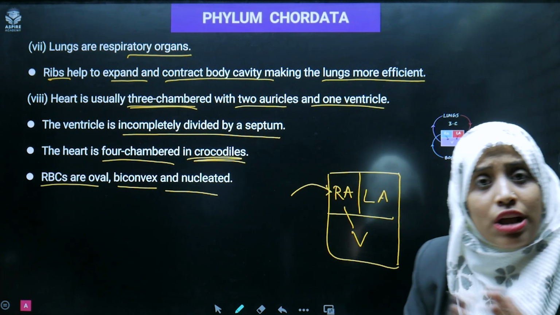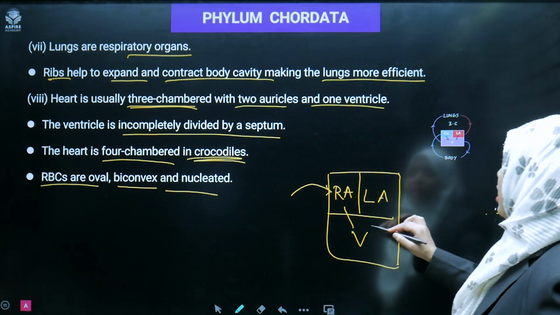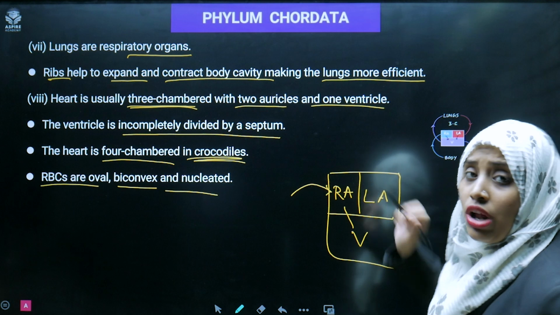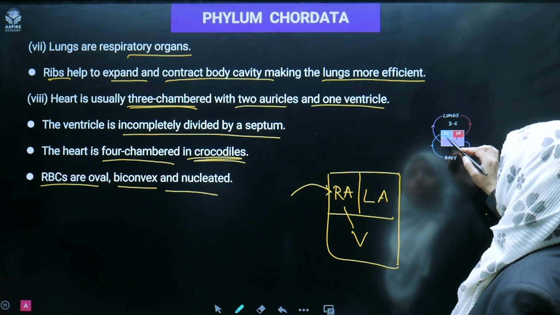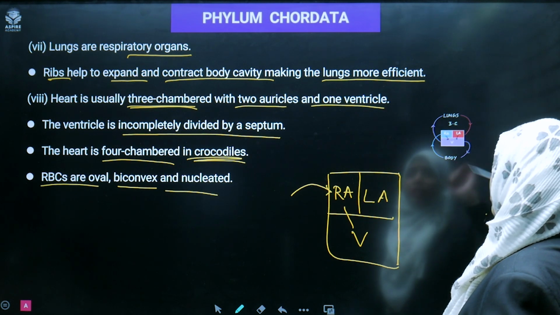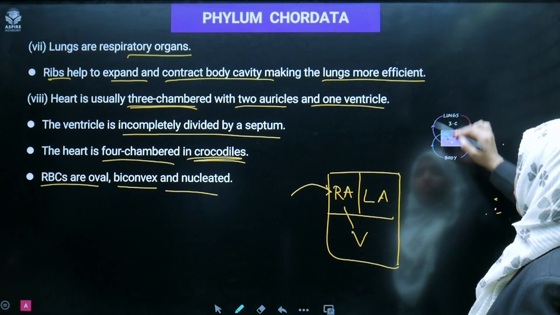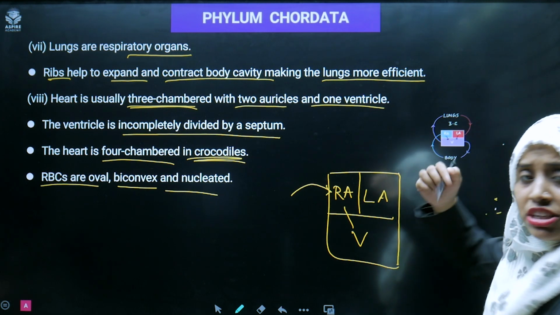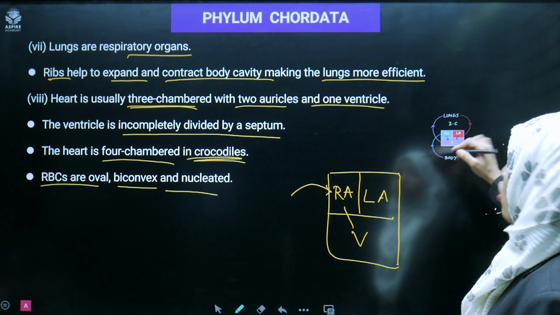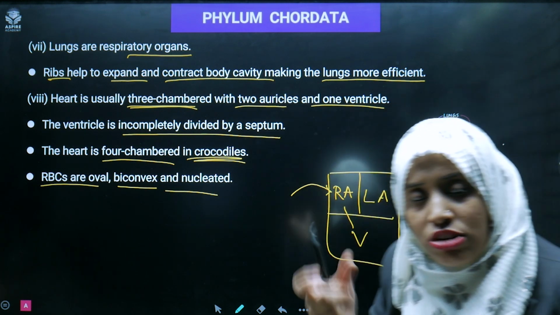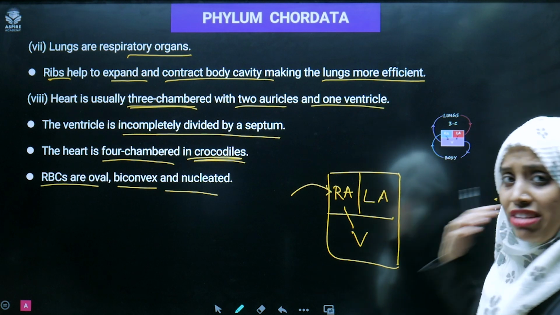The ventricle does not have a complete septum. So ventricle se aage kahan jana hai impure blood ko? It will finally go to the lungs for purification. So, from right auricle to ventricle it will go. Okay. And it will be sent, ventricle kahan bhejega blood ko for the oxygenation? It will be sent to the lung. And there the oxygenation will take place, exchange of gases hoga.